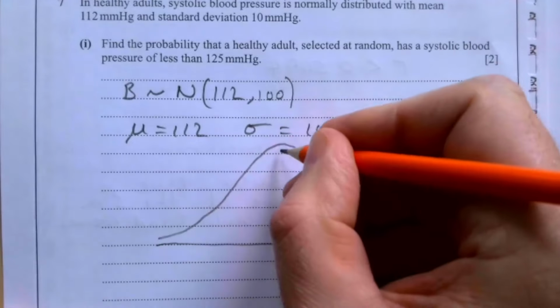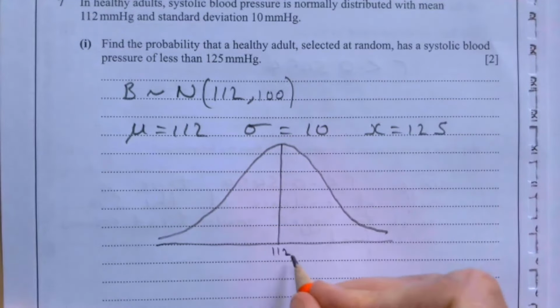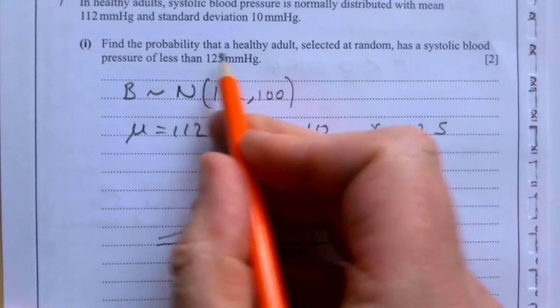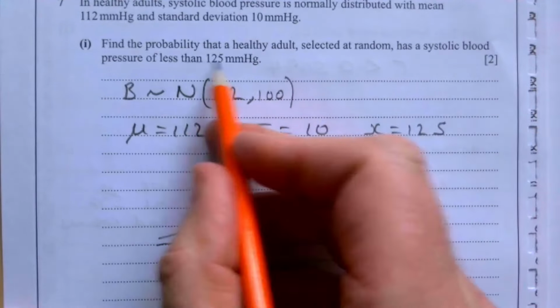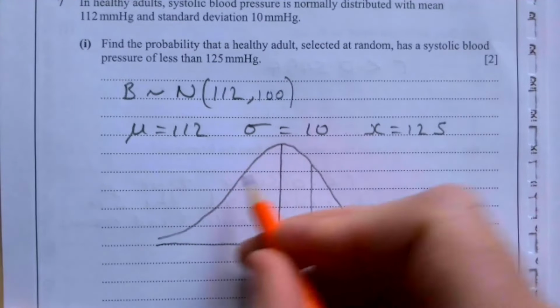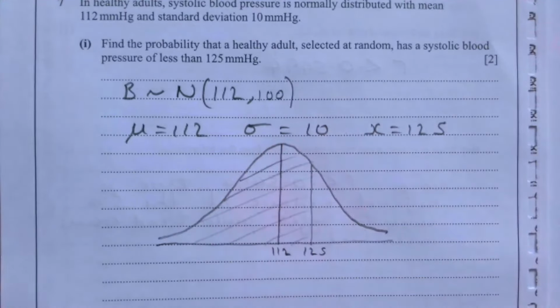So here's our normal distribution. That's 112, which is our mean. Standard deviation is 10, and we're looking for the probability that a healthy adult's systolic blood pressure is less than 125. Hopefully we can all see that 125 is bigger than 112, so we're looking for this area here. If you're using the slow method, we're trying to find the area of 125 or less, and we get our z value from there.